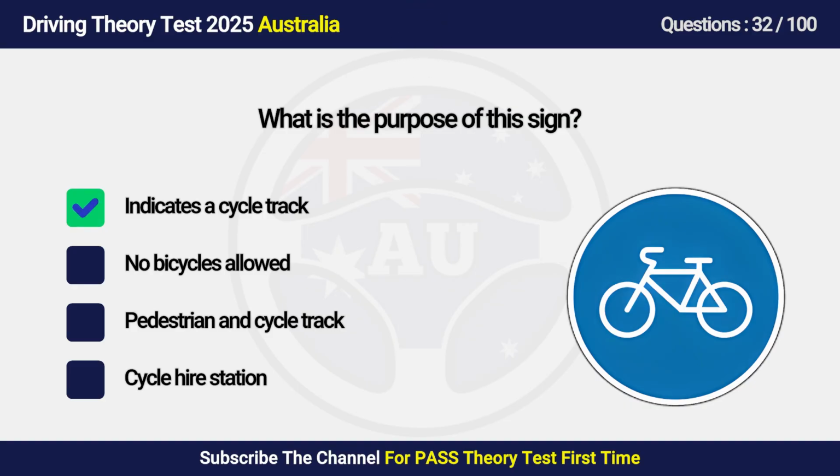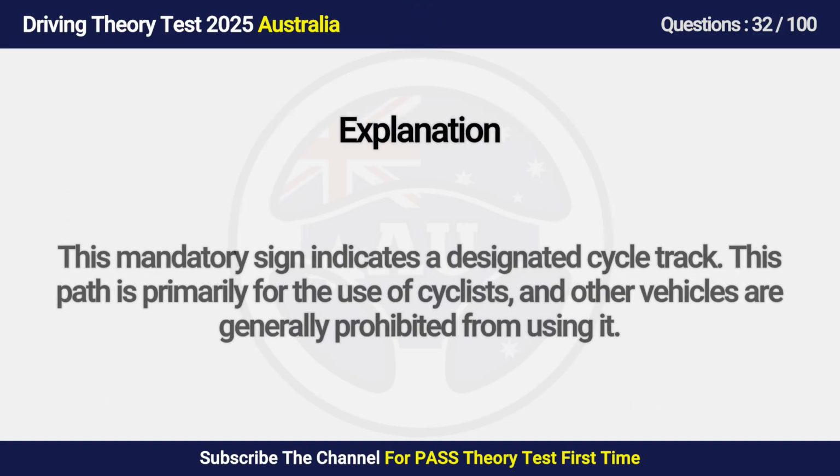Answer is A. Cycle track. This mandatory sign indicates a cycle track. This path is primarily for the use of cyclists, and other vehicles are generally prohibited from using it.